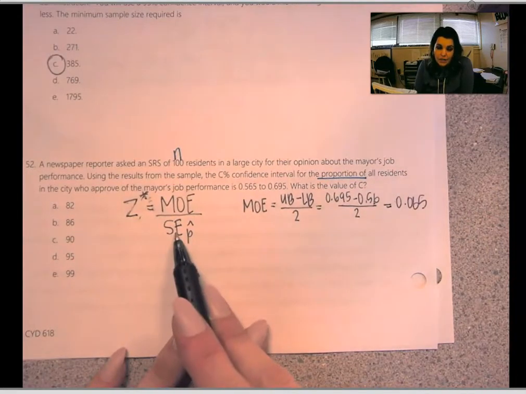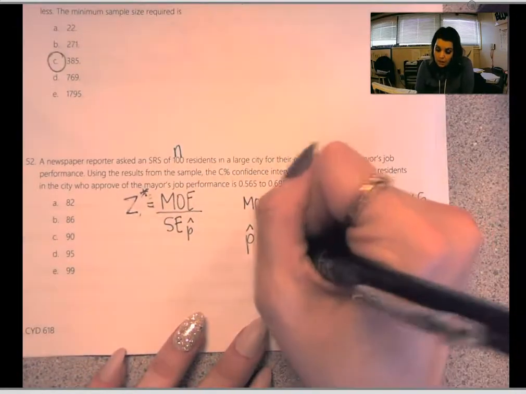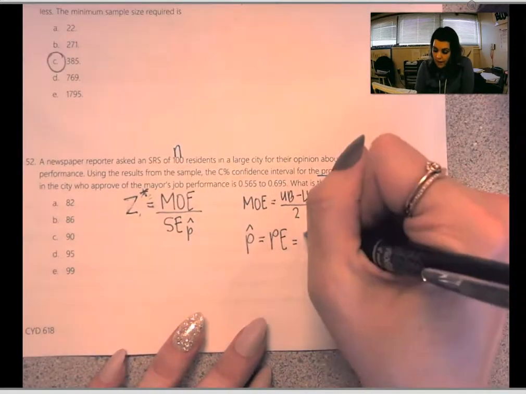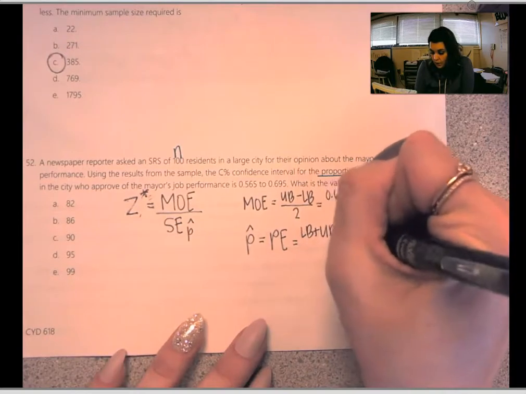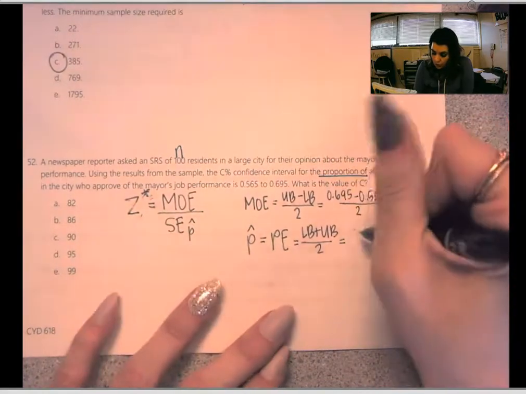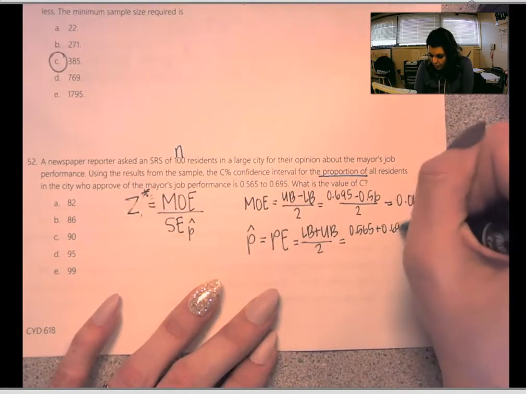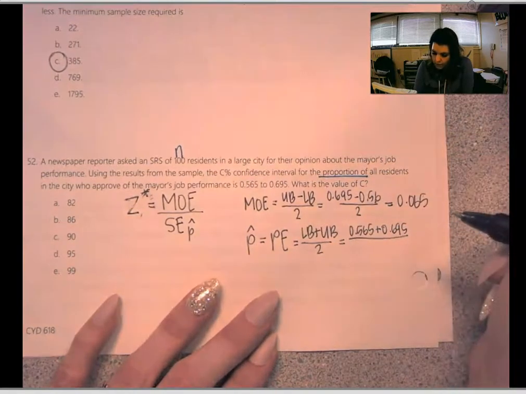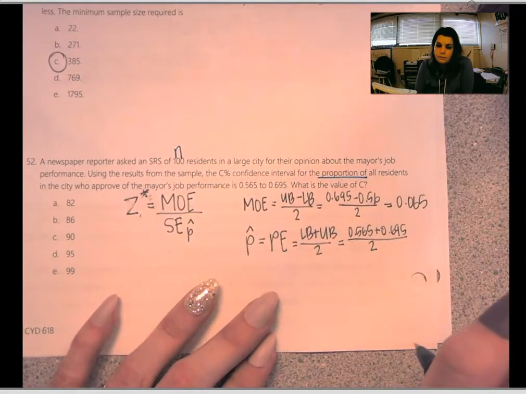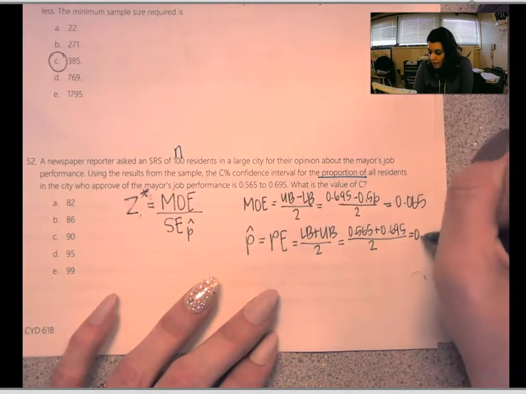To calculate the standard error of p hat, I know that I need to know what p hat is. Well, p hat is your point estimate, and we also have a formula for that. It's your lower bound plus your upper bound divided by 2. So lower bound 0.565 plus upper bound 0.695 all over 2. Plug that in, and that gives you a p hat of 0.63.